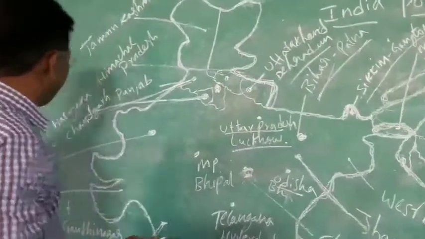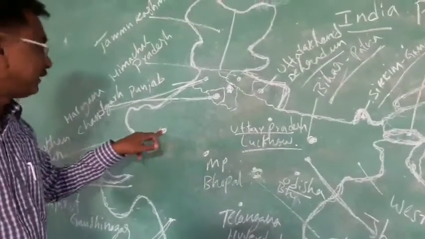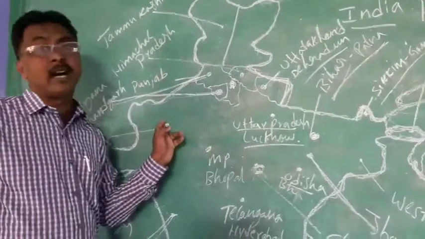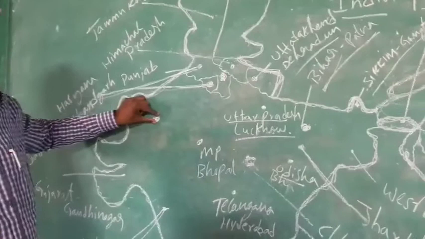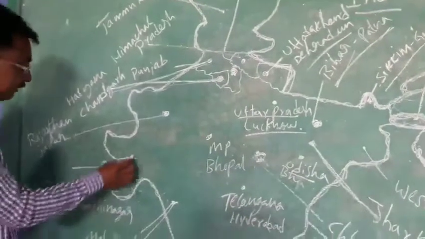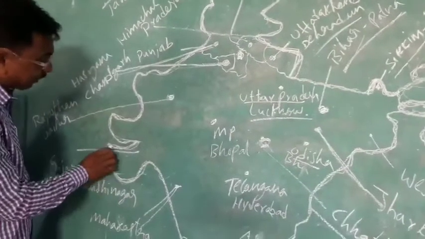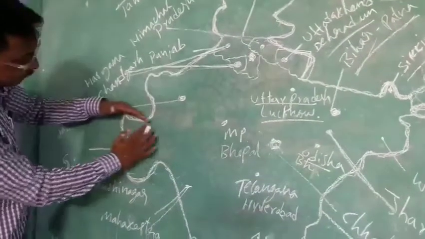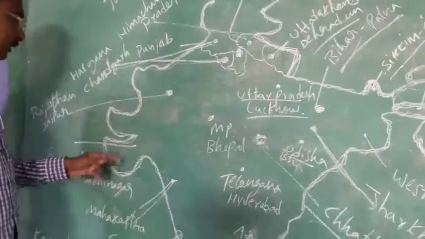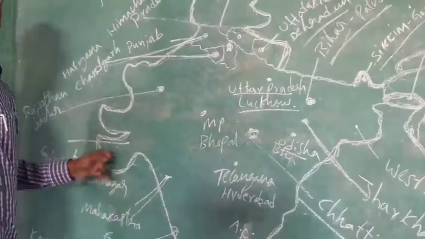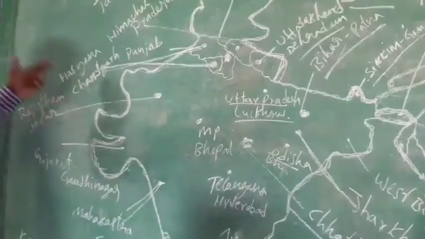And next, here on the top of India, you see Rajasthan, Jaipur. Rajasthan capital is Jaipur. Next, this part you should easily recognize. You can see this part like this, and you can easily recognize it. This is what state? It is Gujarat, and Gujarat is Gandhinagar. Gujarat, Gandhinagar.